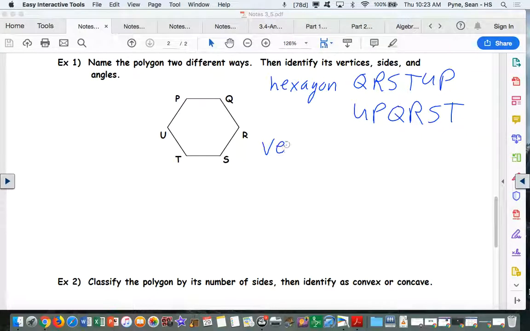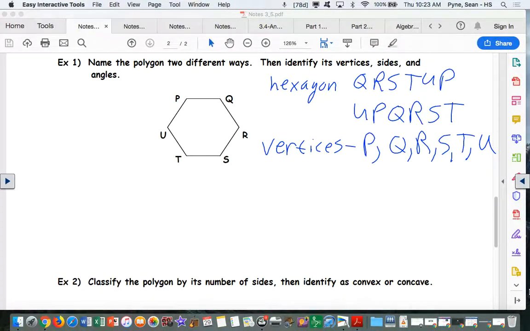All right. Now they want you to name its vertices. So when they say name all the vertices, you're just going to be writing down the different points: P, Q, R, S, T, U. You notice that there's a comma in between them, specifying their different points.